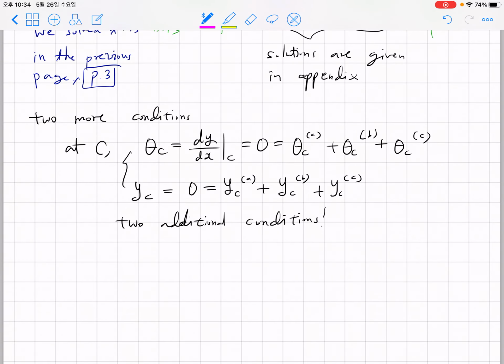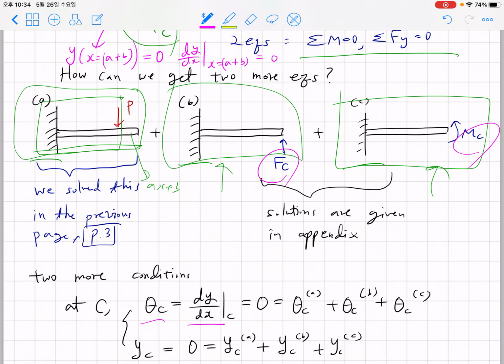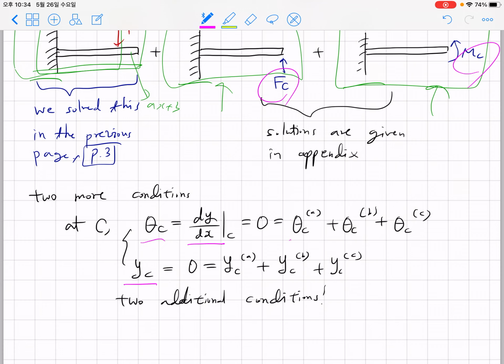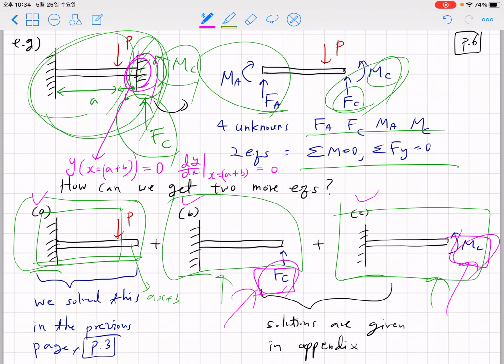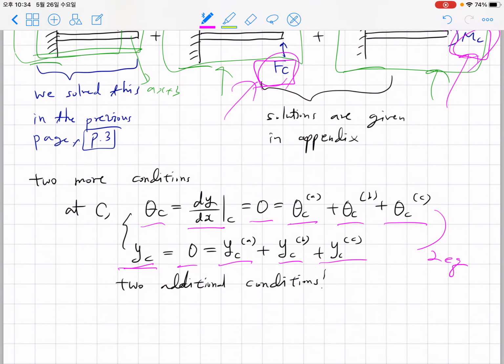So what we can do is, we have to consider dy/dx, we have to consider y itself at the right end. Okay, so at the right end, if you sum up dy/dx for the A problem, B problem, C problem, they should be summed up to be 0. At the right end, if you obtain the deflection of the A problem, B problem, C problem, it should be summed up to be 0. So we have two additional equations, we have two unknowns, and we can find the solution for FC and MC. After defining FC and MC, we know the solution for A, B, and C. After summing up all solutions, we're gonna be able to answer the original problem elastic curve.